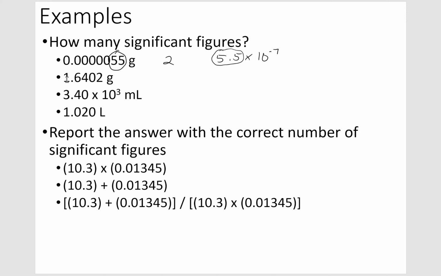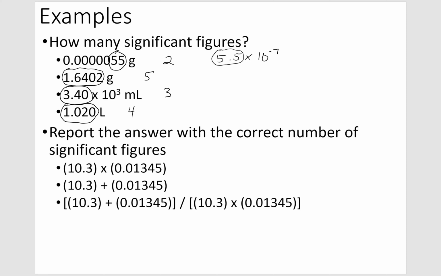On this next one, all 5 of these are going to be significant. That 0 is the one we're interested in, but because it's between other non-zero digits, it is significant. Now, this 0 that trails after a decimal point is also significant. So all 3 of these are significant. Similarly with this one, all 4 of these digits will be. That 0, because it trails a decimal point, is significant.